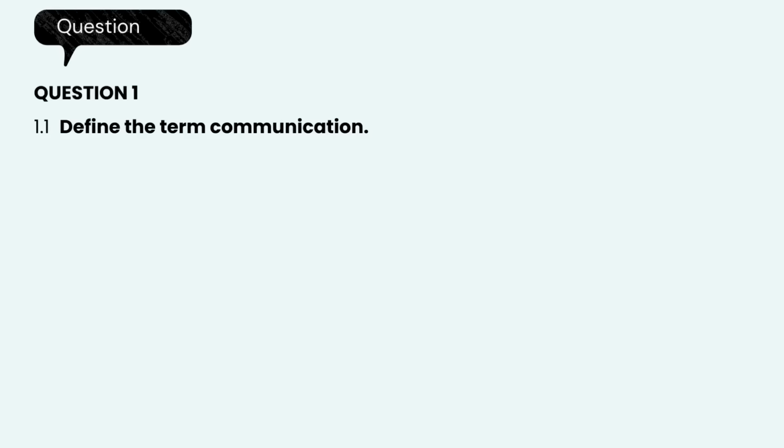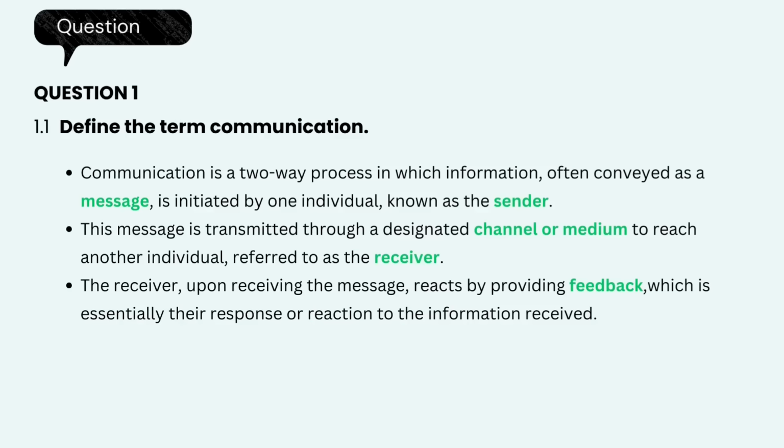Question 1. Define the term communication. Communication is a two-way process in which information, often conveyed as a message, is initiated by one individual, known as the sender. This message is transmitted through a designated channel or medium to reach another individual, referred to as the receiver. The receiver, upon receiving the message, reacts by providing feedback, which is acknowledged as their response or reaction to the information received.